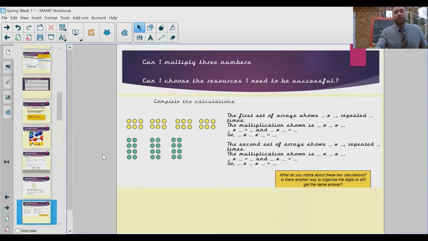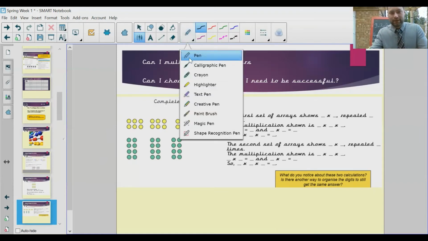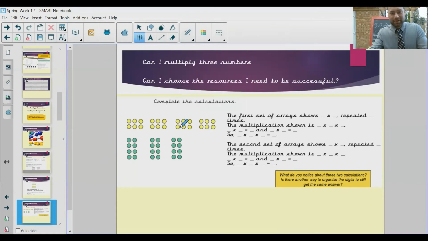If we have a look at the green arrays now, okay, let's try and get a bit technical here. It's hard because I don't have a whiteboard pen.